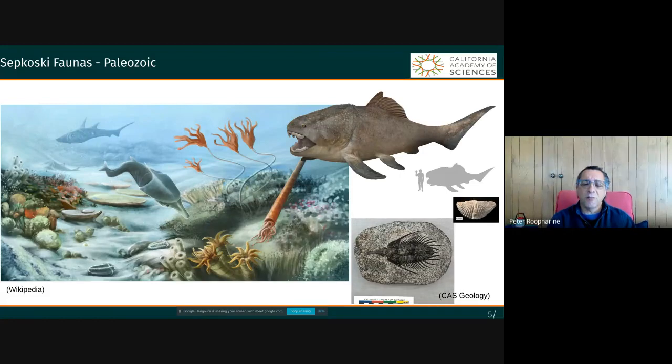However, Dunkleosteus probably wouldn't have made it in the modern era. In terms of its biomechanics, it would have been rather sluggish.